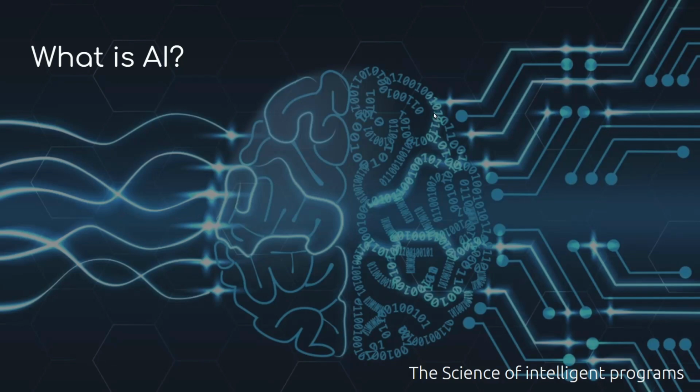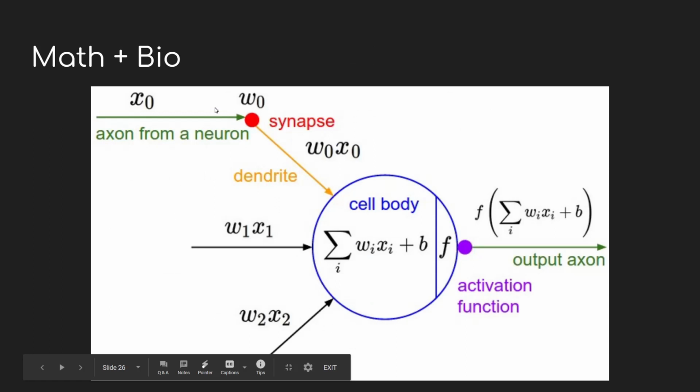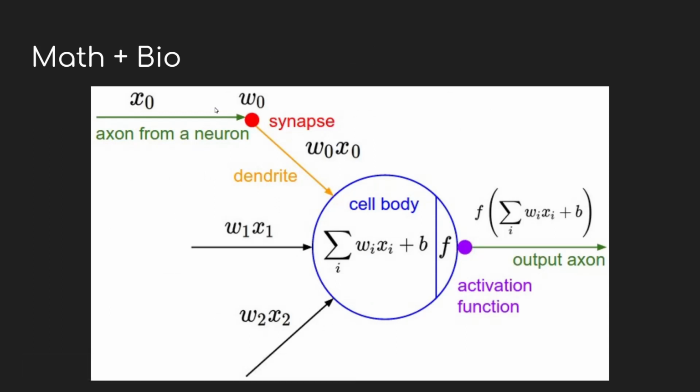Then comes what is AI. I'll keep it very simple. AI is all about the science of intelligent programs. That's it. We have a traditional programming method, where we were coding it, but now we have to code it in an intelligent way. Now, what's the brain of AI? What underlies AI is neural networks. In a neural network, you have an input layer, then hidden layers, then an output layer. I'll go deeper into this as time goes by.